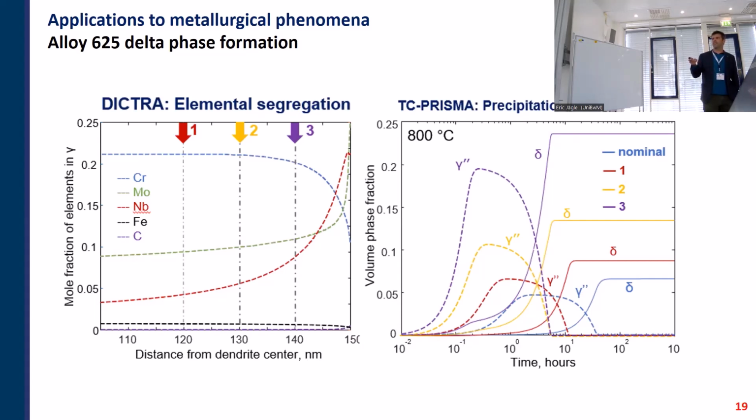Okay, and in the one where you have less segregation, you can't avoid having delta and gamma double prime depending on where you are in the composition range, right? They cross these two curves. So if you want a good amount of gamma double prime in the unsegregated area, you need to do a heat treatment where you've already got delta phase in the segregated area. So obviously this means that you have to do a homogenization of this material to prevent that.